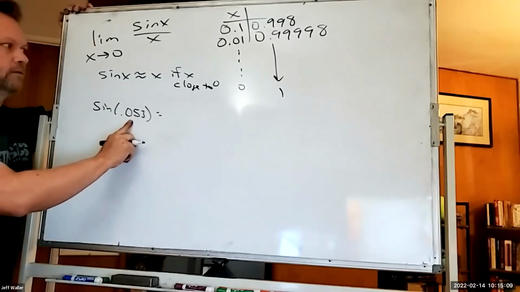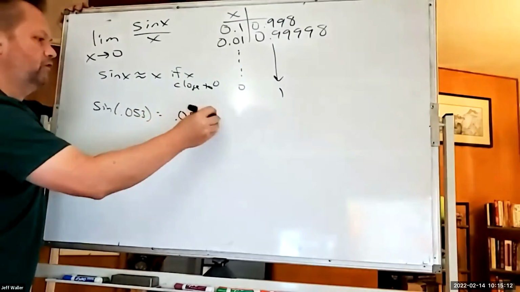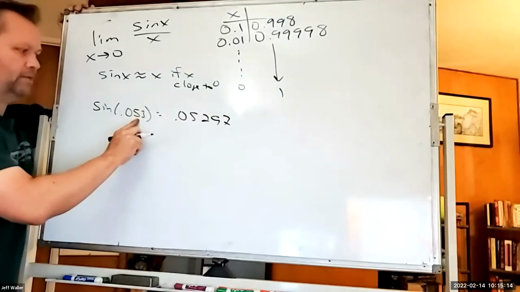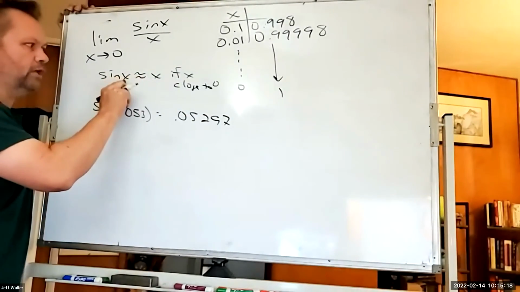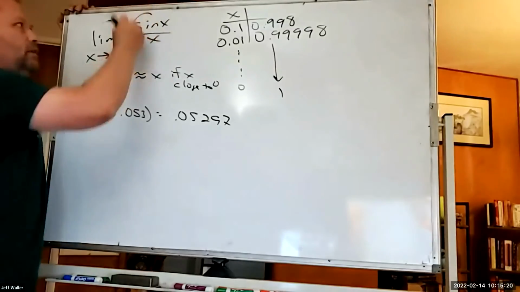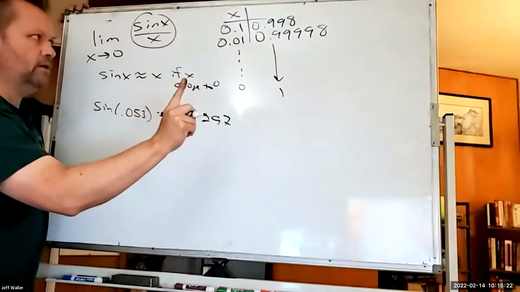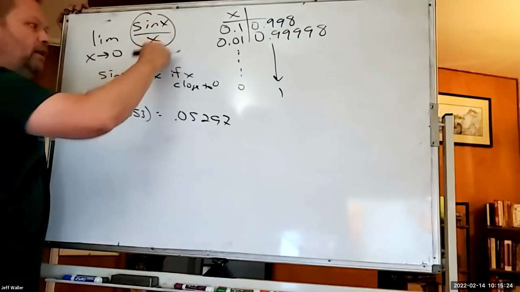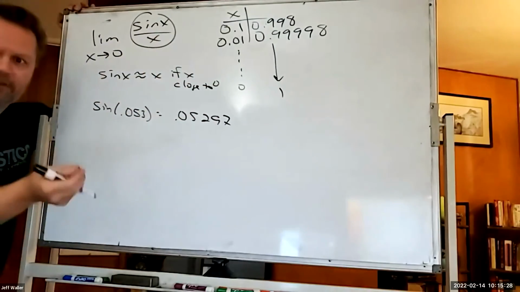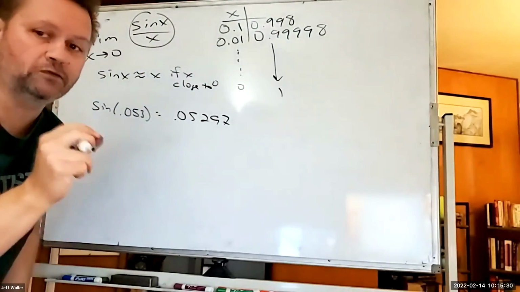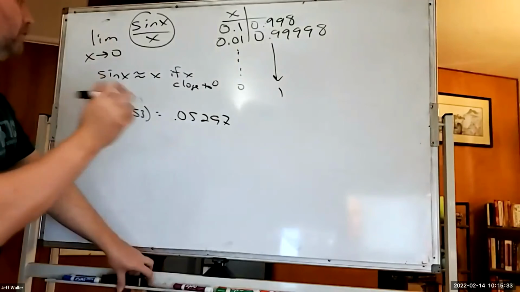0.052975, 0.529. If you round that, isn't that the same thing? Isn't that 0.053? Yeah. So the smaller your input gets, this ratio becomes 1. So sine x becomes x if x is really small, if x is close to 0. That is a really useful thing to know.